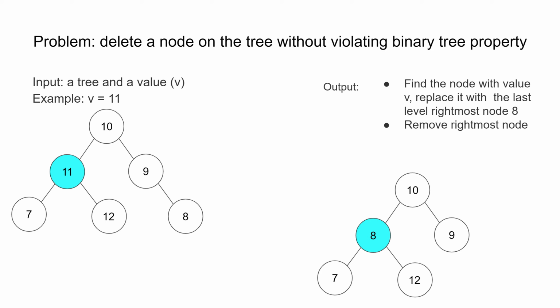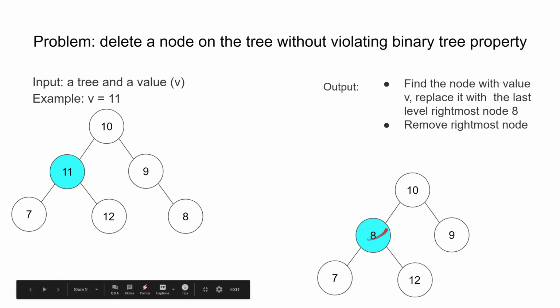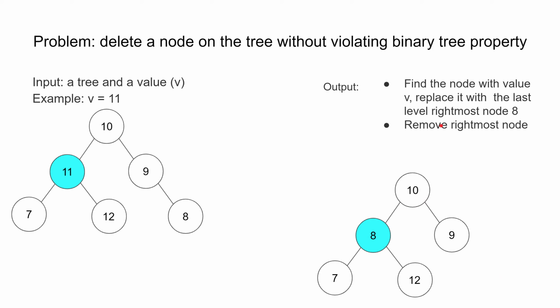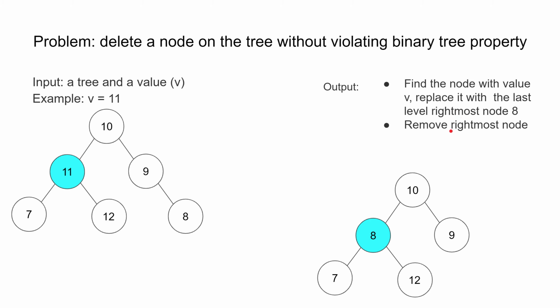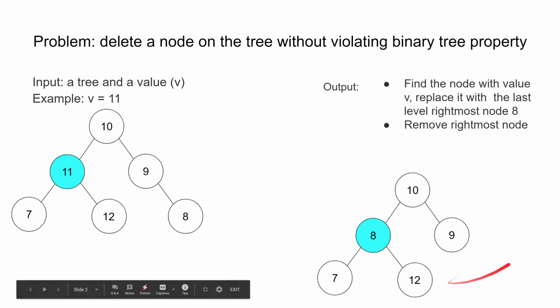For example, the v is 11. The output would replace v's value, which is 11, with the rightmost node value, which is 8. So now v's value is 8. And the rightmost node has been deleted, so it removes the rightmost node, and now it's deleted.